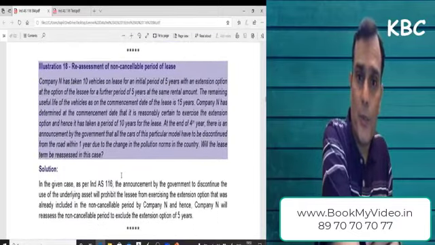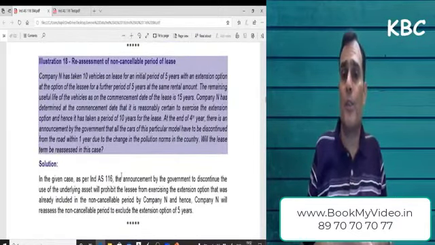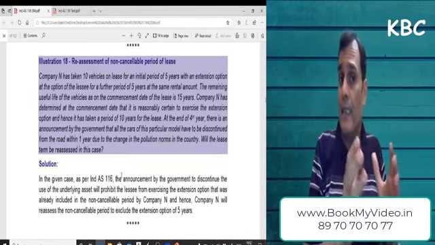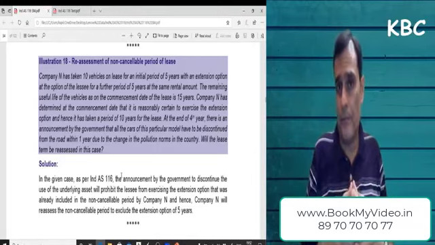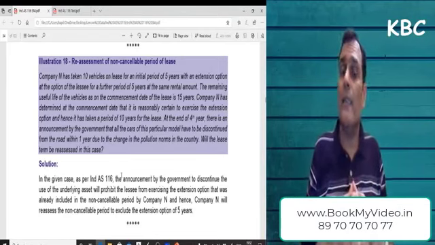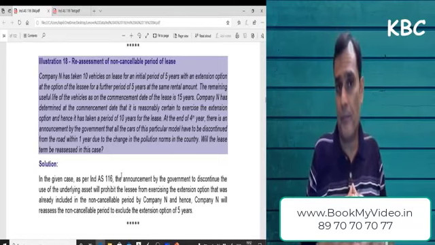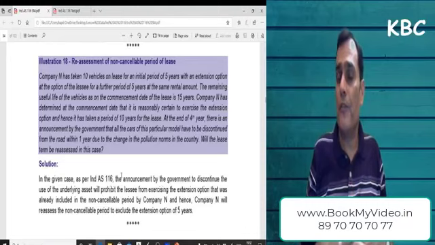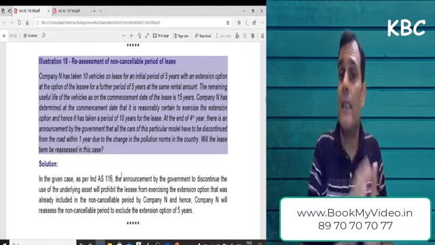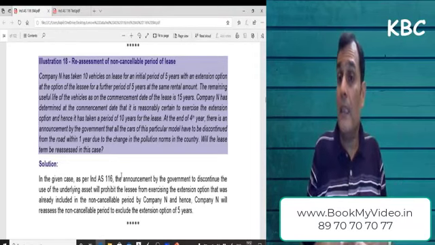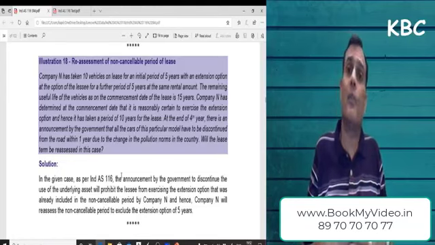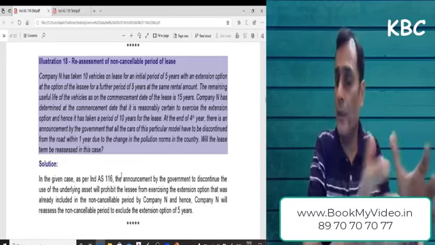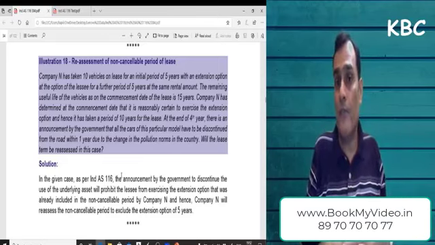Let's take another illustration, 18, where you can again simply apply your logic. Company N has taken 10 vehicles on lease for an initial period of 5 years, with an extension at the option of the lessee for a further period of 5 years at the same rental. So the initial 5 years is non-cancelable and the extension would be taken if it is reasonably certain. The remaining useful life of the vehicle at the commencement date is 15 years. So the total life of the asset left over is 15, though we entered into the contract only for 5 years. Company N has determined at the commencement that it is reasonably certain to exercise the option of extension, and they took the lease as 10 years. So we were certain at the inception that we will extend, so we took the lease as 5 plus 5, 10.